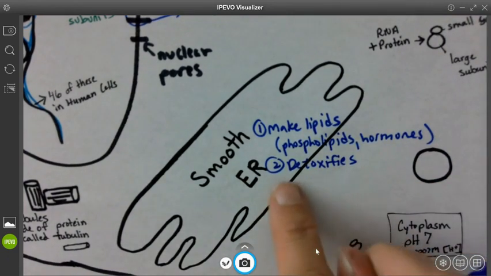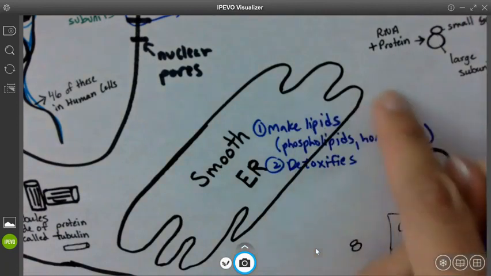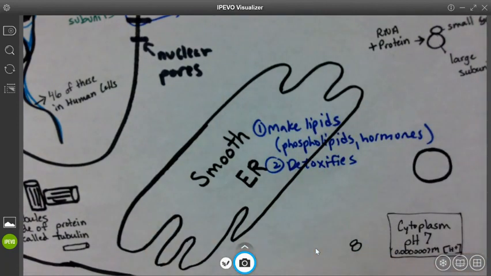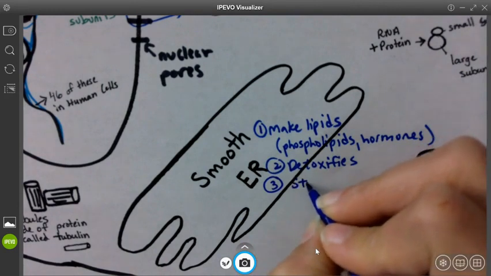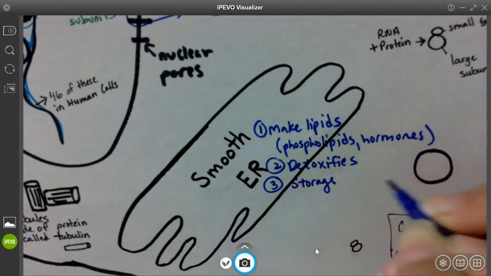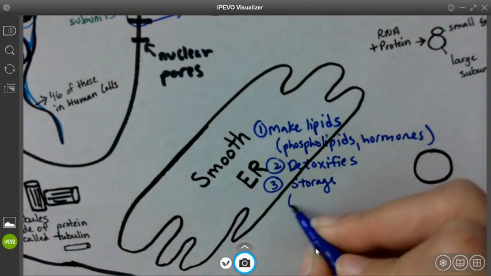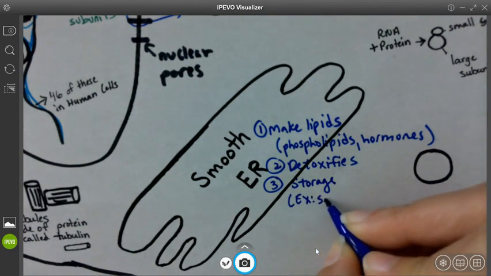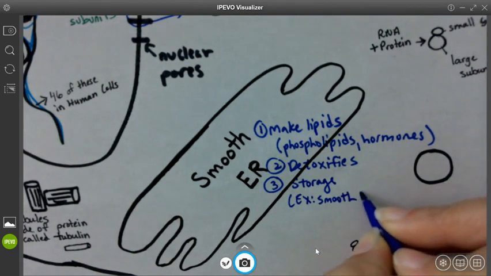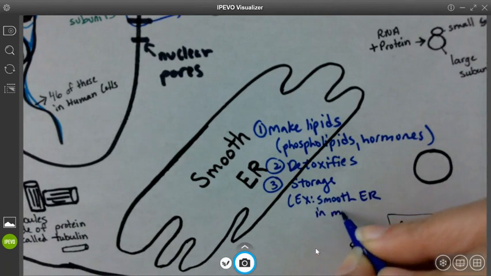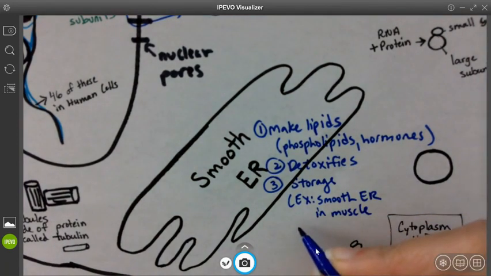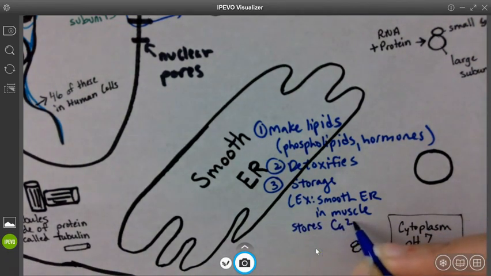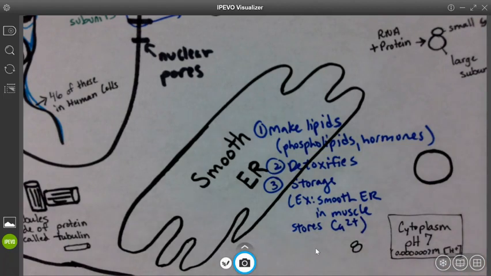In your liver cells, they have a really large smooth ER to help detoxify toxins. Also, your smooth ER can act as storage. For example, in your muscle cells, your smooth ER stores calcium, which helps with muscle contraction.